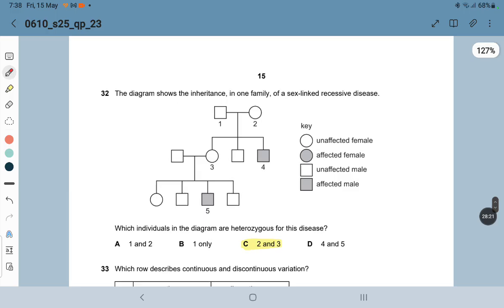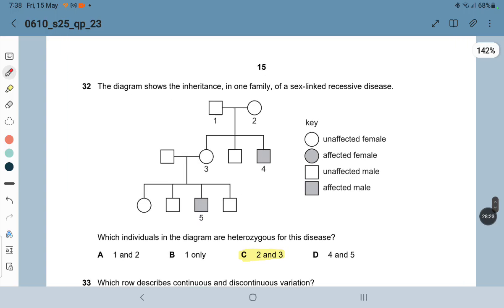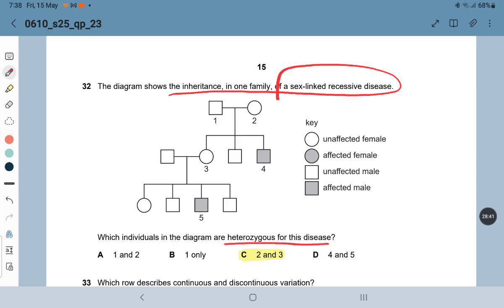Now another lovely pedigree question is telling you here the diagram shows inheritance in one family of a sex-linked recessive disease. Bear with me, sex-linked recessive disease. So now the gene will be carried on what? On the X chromosome. Now let us analyze. It's telling you here which are heterozygous for this disease, 2 and 3. Well, 2 here and 3.